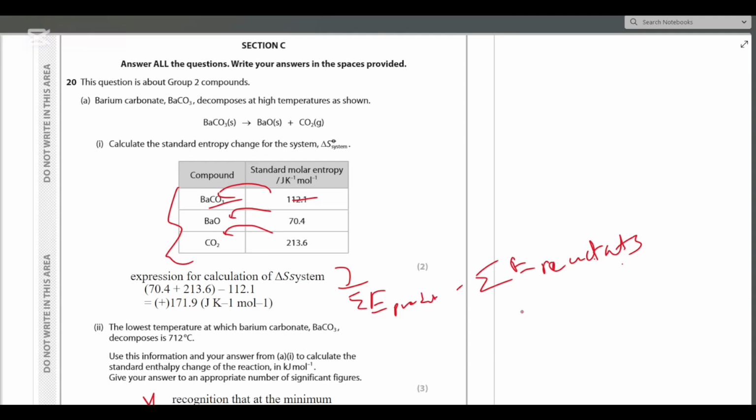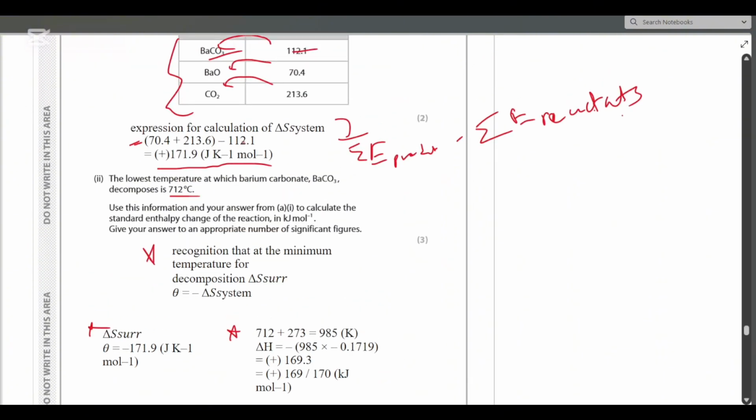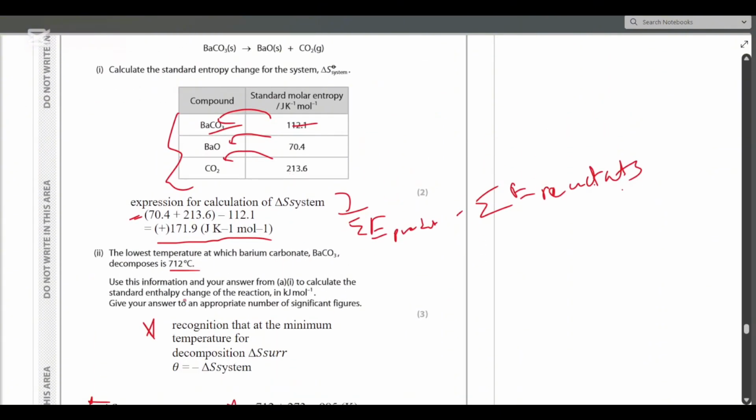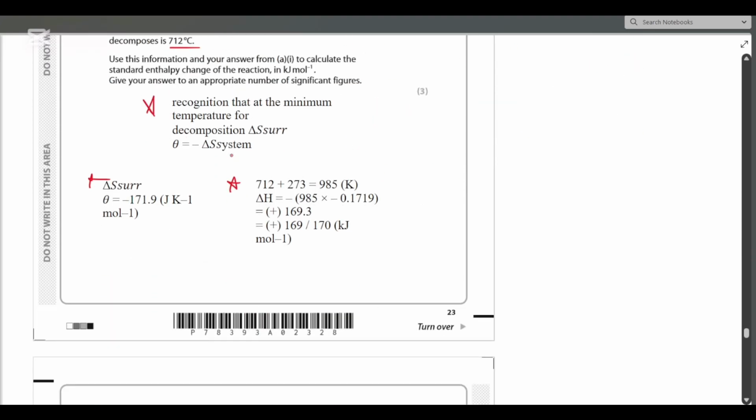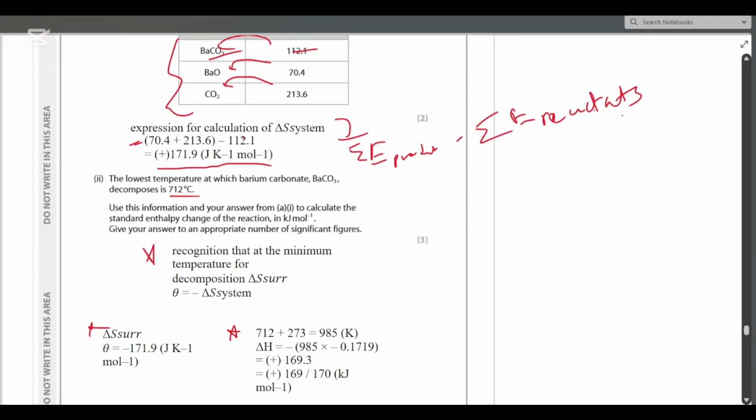So using this equation we can formulate an expression like this, and easily find the ΔS system value. Next, we can see the lowest temperature at which barium carbonate decomposes is given as 712 degrees. Now using this information, you need to use your answer from A1 to calculate the standard enthalpy change of the reaction. Remember that at the minimum temperature for decomposition, ΔS surroundings is equal to the value of ΔS system which we calculated back here.